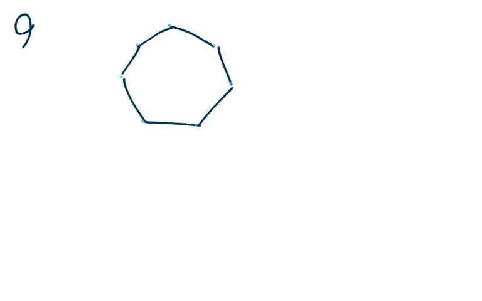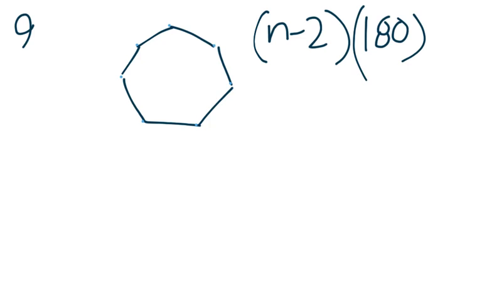Number 9. What is the sum of the measures of the interior angles in the figure below? So in order to find the sum of the interior angles, we are going to calculate n minus 2 times 180. So n stands for the number of sides. So let's count how many sides we have. We have 1, 2, 3, 4, 5, 6, 7.